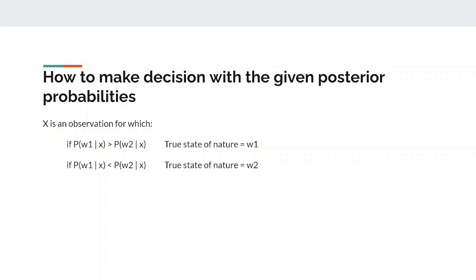How to make decision with a given posterior probability. X is an observation for which if probability of W1 given x is greater than probability of W2 given x, the true state of nature is equal to W1. If probability of W1 given x is less than probability of W2 given x, true state of nature is equal to W2. We can calculate the probability of error whenever we make a decision.